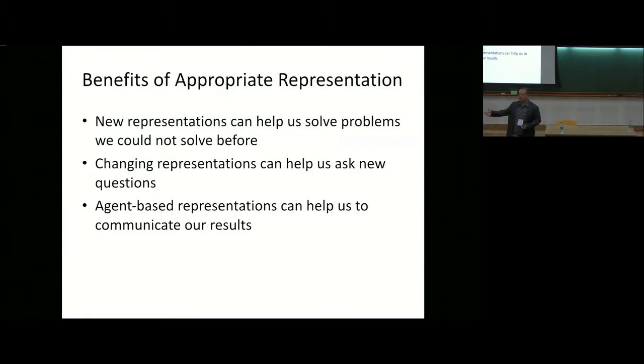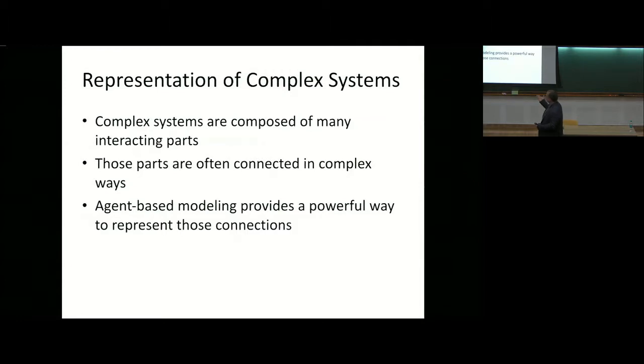I would argue in many ways that using agent-based modeling is sometimes equivalent to moving from a Roman numerical system to an Arabic numerical system. It allows a different representation of the world, and allows you to change the way you're looking at it, and so therefore you can ask new and different questions. Complex systems, as we mentioned, are composed of many interacting parts. Those parts are often connected in complex ways. Agent-based modeling is one solution to representing complex systems in an easy-to-understand way.